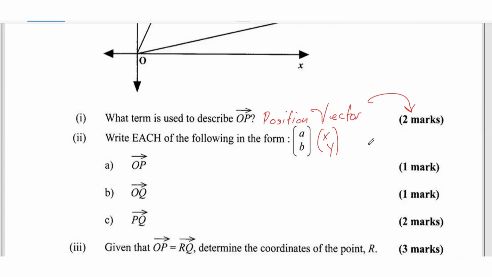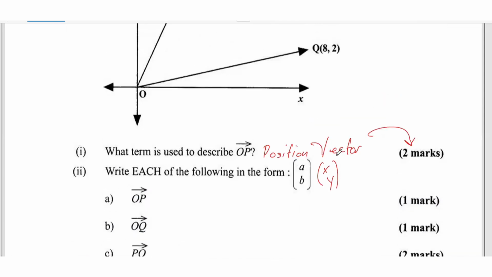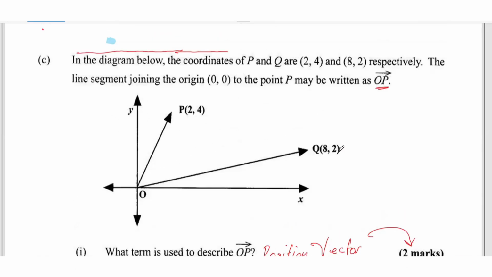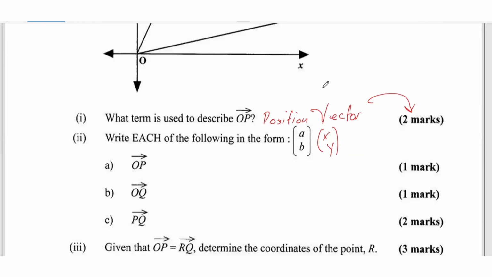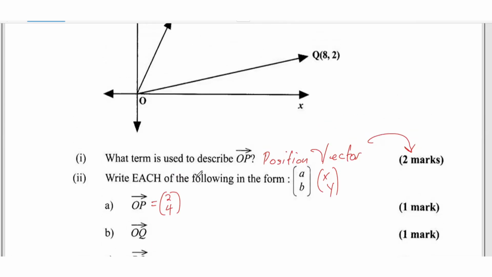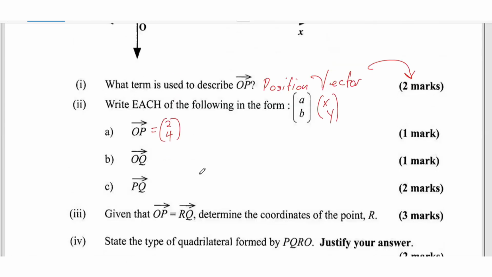OP. Now, remember, if you're given the coordinate of a point in a position vector, you definitely would have the position vector with those same coordinates. So 2, 4 is for P. That means from O to P, it's basically 2, 4. It's the same coordinate, but you put it in a vector form, 2, 4, right?